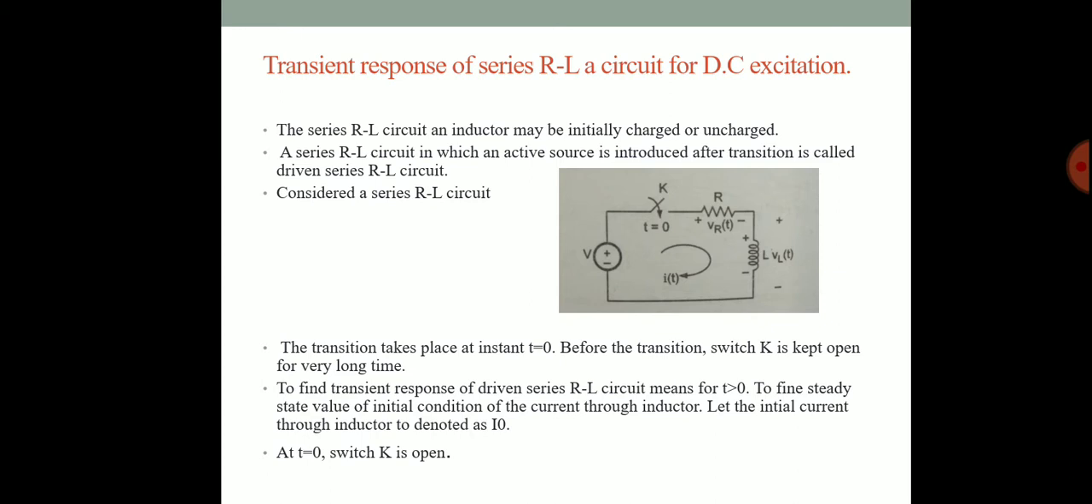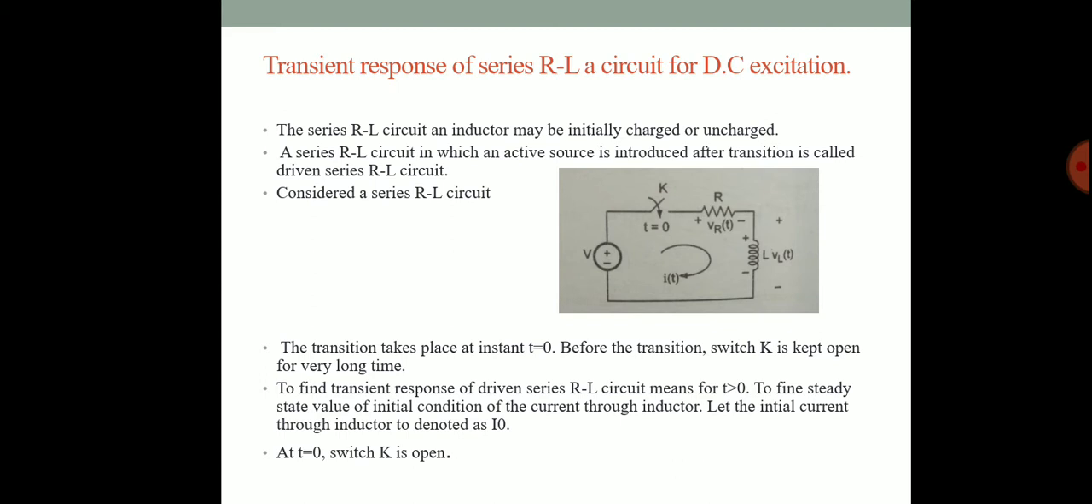Consider a series RL circuit shown in the figure. The transient takes place at the instant t equal to 0. Before the transition, switch K is kept open for a very long time. At t equal to 0, switch K connects the supply voltage to the load inductance. We want to find the transient response of the driven series RL circuit, that is, the expression for current through the inductor for t greater than or equal to 0.